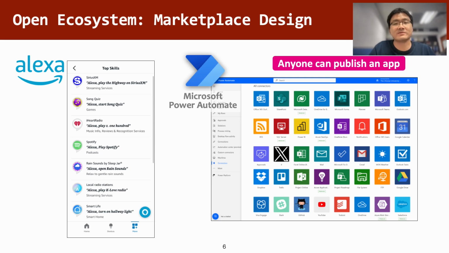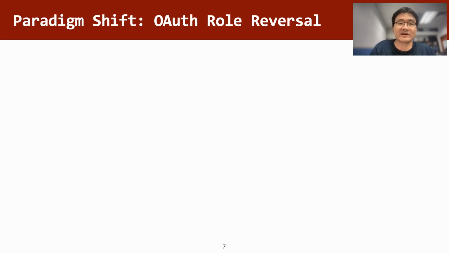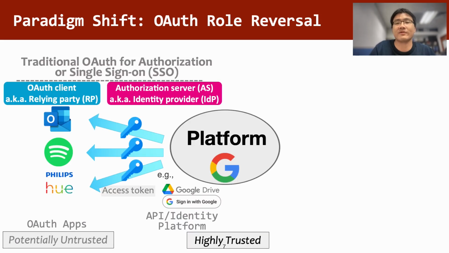So integration platforms often have an open marketplace that accommodates all its apps, and any third party can register and publish an app in the marketplace, and that's why it's considered an open ecosystem. Keep in mind that third-party apps could be inherently untrusted, and there could even be infiltration of malicious apps. So this integration platform architecture differs from the traditional OAuth use case.